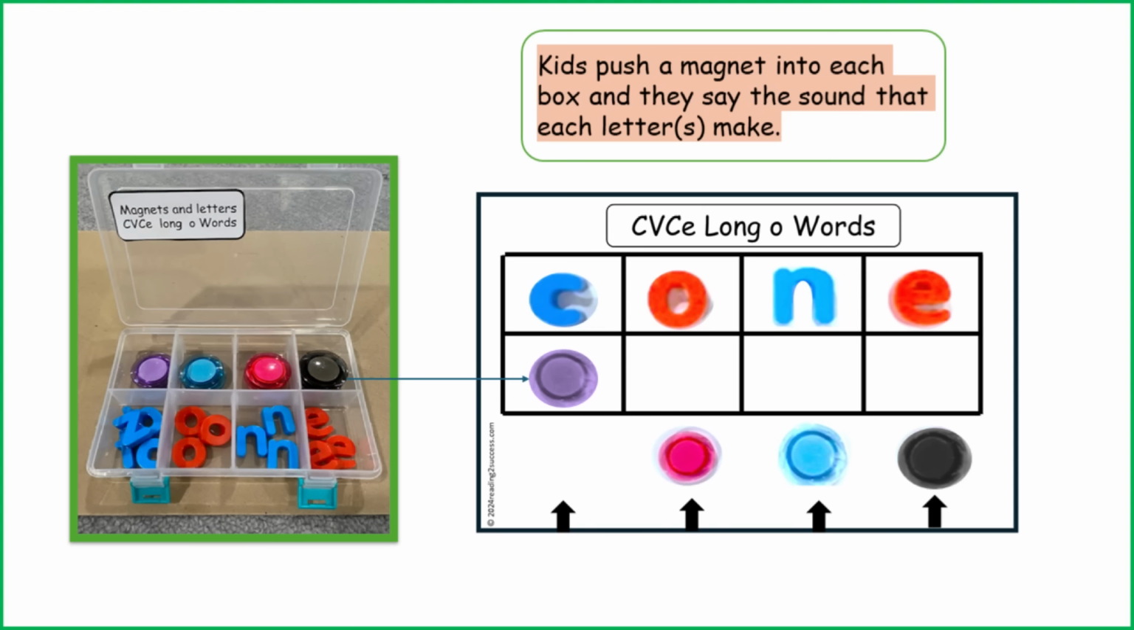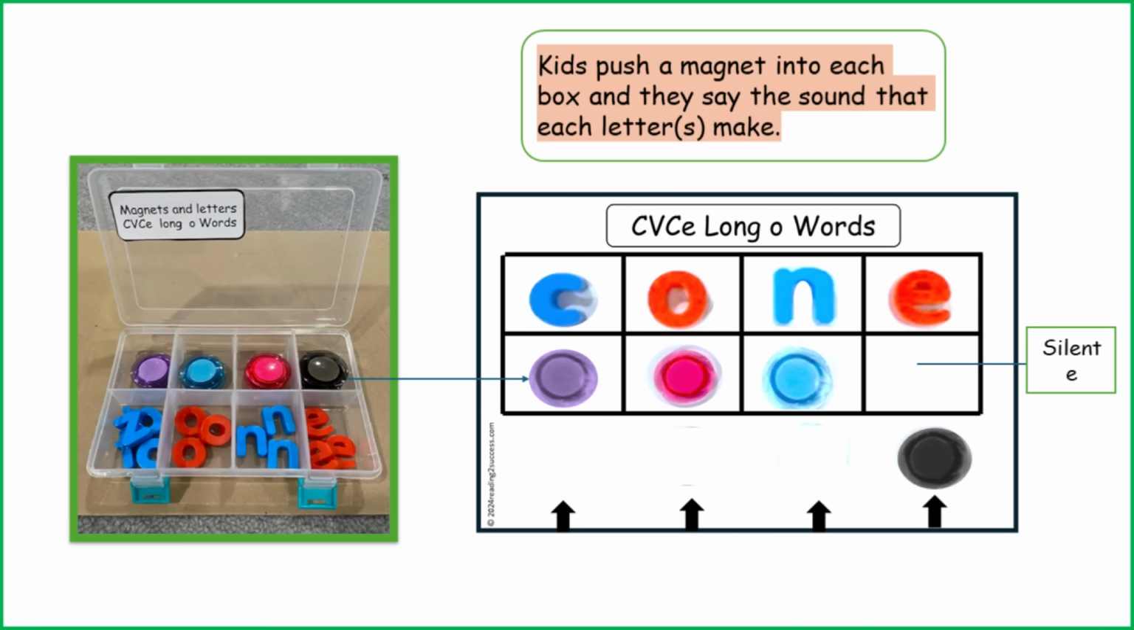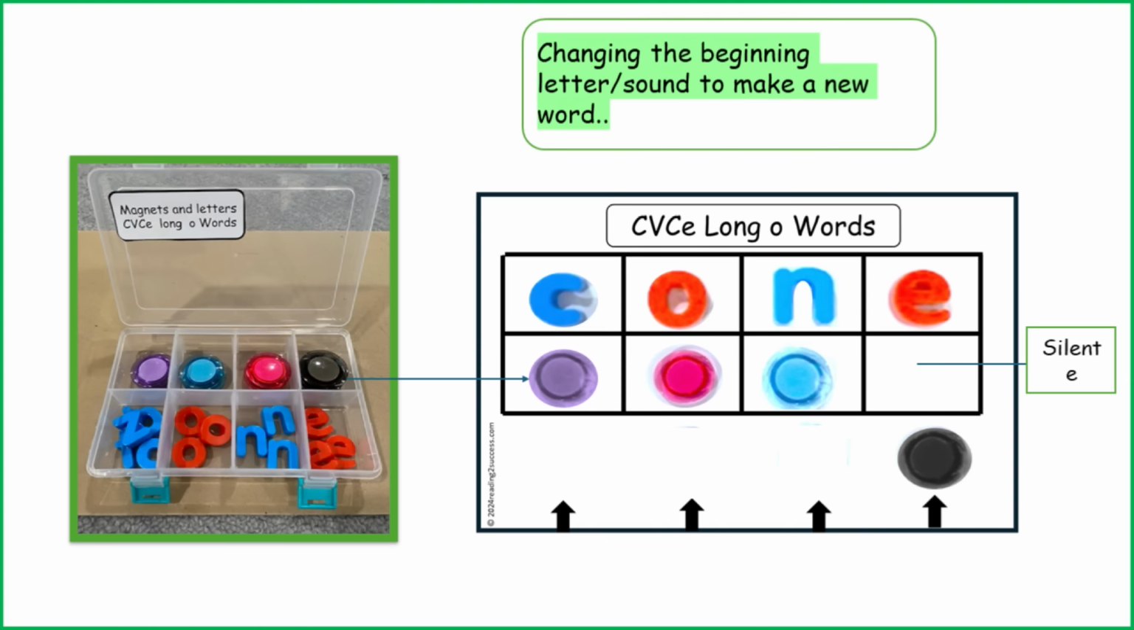Huh. O. N. No sound, silent E. Now we can have kids change the beginning letter sound to make a new word. Zone, bone, tone.